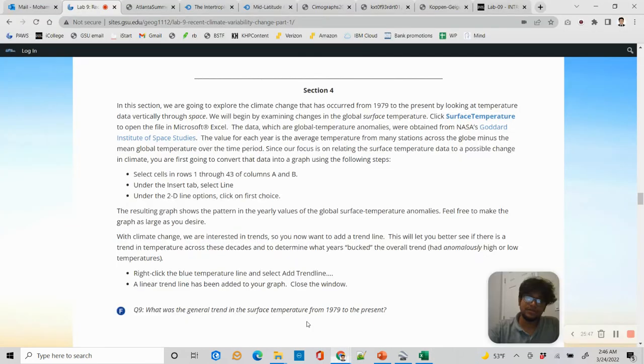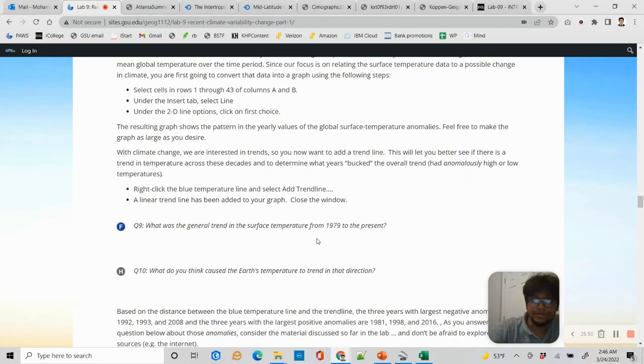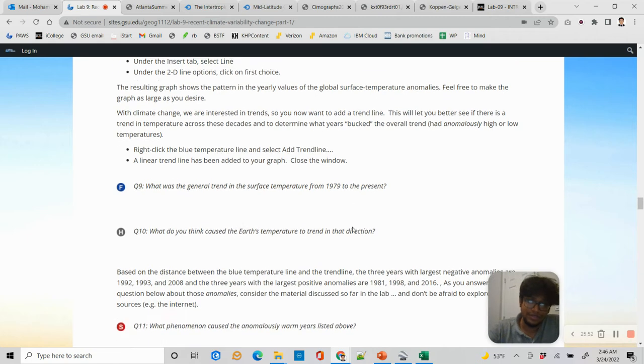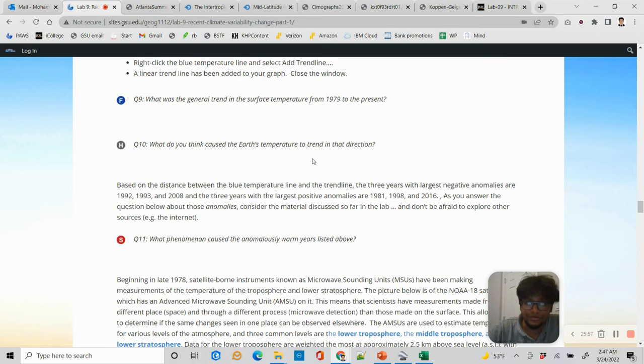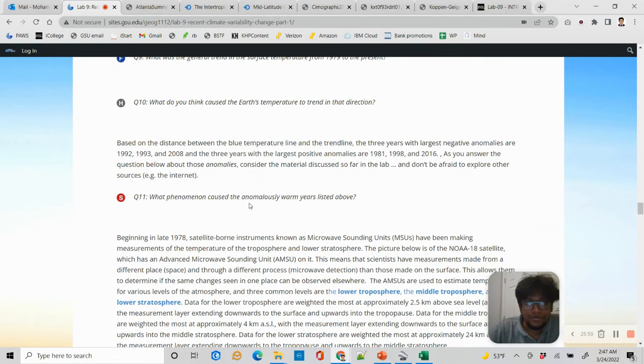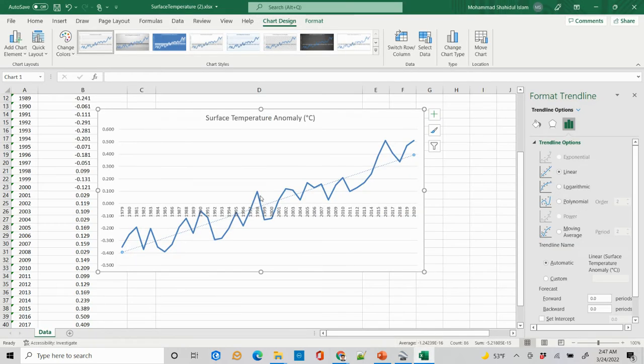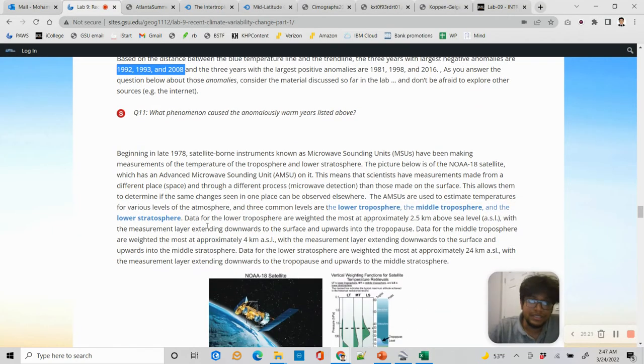So you can talk about the general trend. What was the general trend in surface temperature from 1979 to the present? And question 10 is a hypothesis question, answer based on your understanding. And then, what phenomenon caused the anomalously warm years listed above? There are some years listed here. So just Google what happened during those years, and why those years had really high and low temperatures compared to the trend line. So you need to answer that as well.